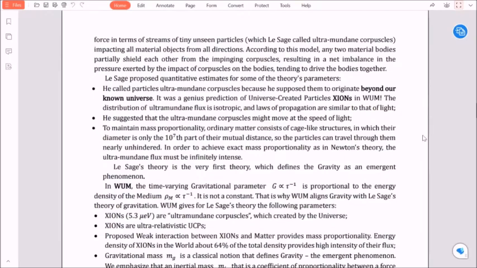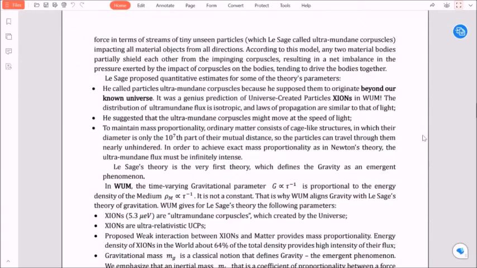Lesage proposed quantitative estimates for some of the theory's parameters. He called the particles ultramundane corpuscles because he supposed them to originate beyond our known universe. It was a genius prediction of universe-created particles, xions, in WUM. The distribution of ultramundane flux is isotropic, and laws of propagation are similar to that of light. He suggested that the ultramundane corpuscles might move at the speed of light.